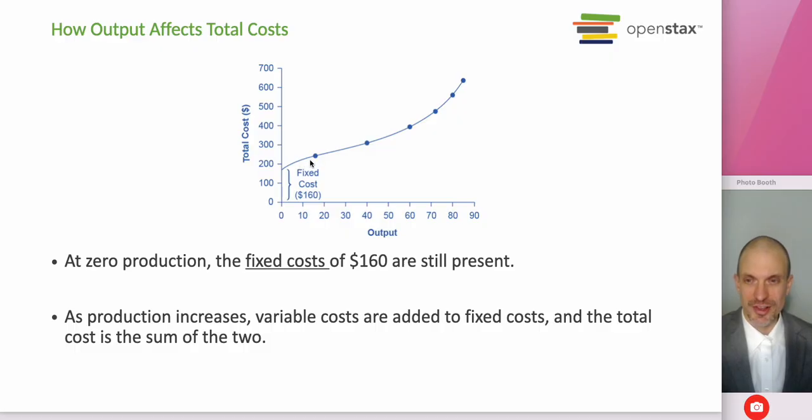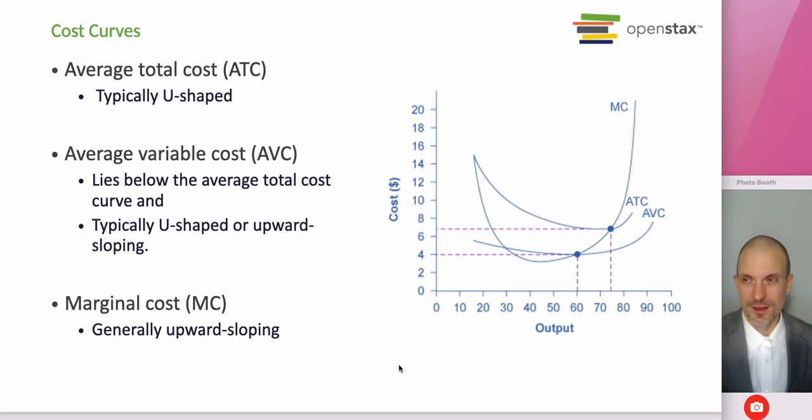You could actually calculate the variable cost at each level of output by just subtracting 160 from the vertical. As production increases, variable costs are added to the fixed cost. Total cost is the sum of the two. Average total cost is generally U-shaped.